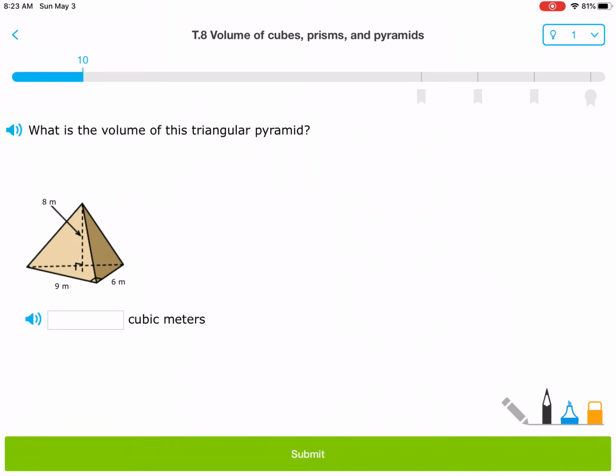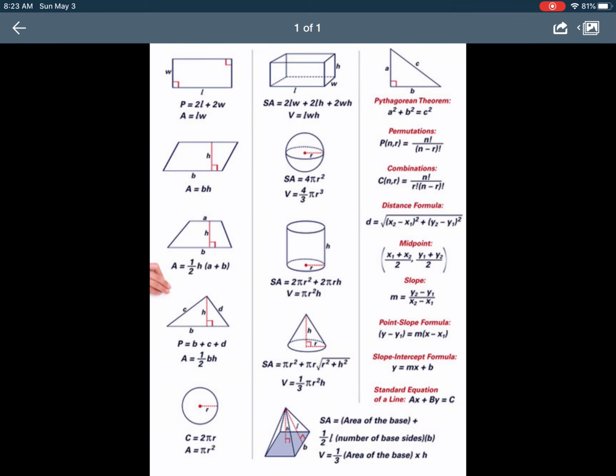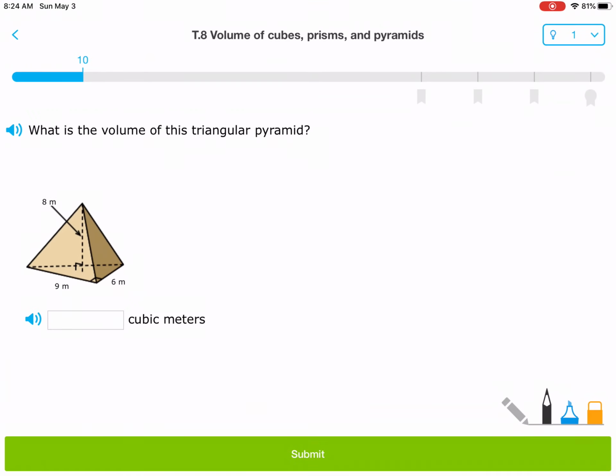Okay, so we have something different. What is the volume of the triangular prism? So I'm going to go to that formula sheet, and I'm looking at the middle column, bottom picture, and we're looking at volume. Okay, it says volume equals 1/3 the area of the base times the height. I'm going to use a capital A for area of the base.